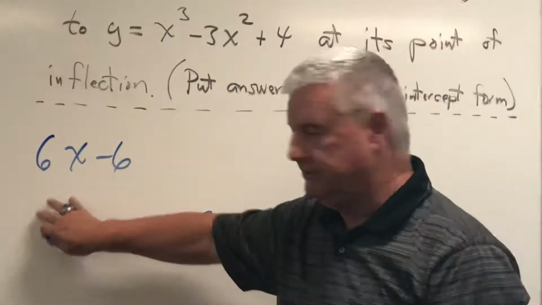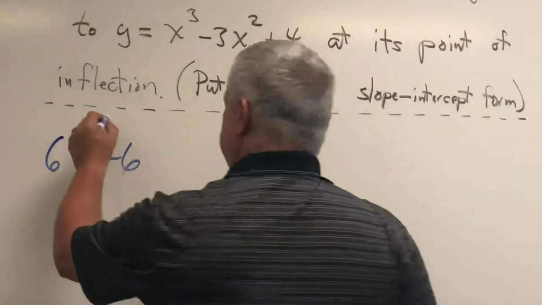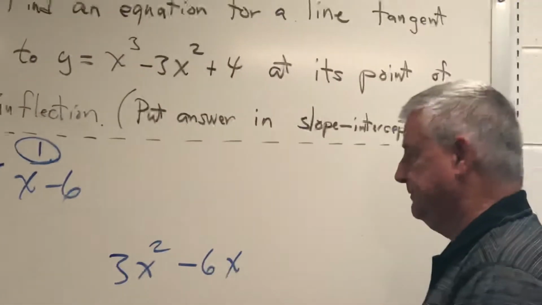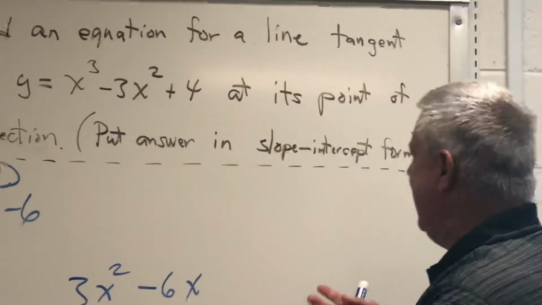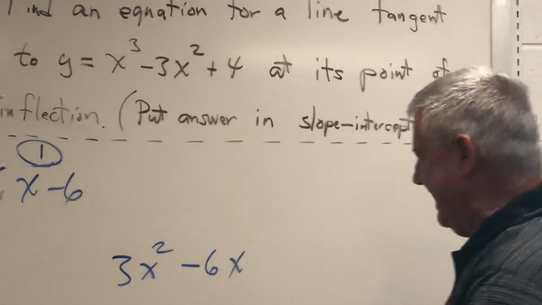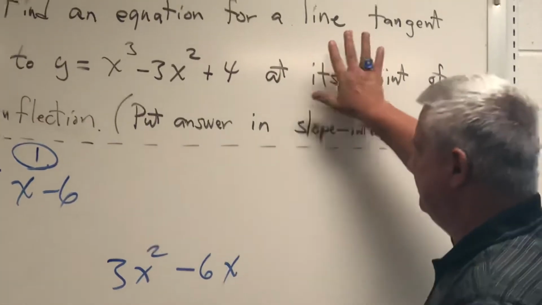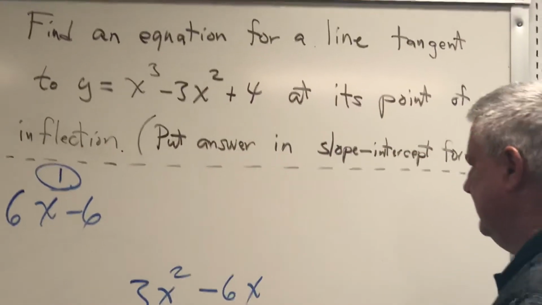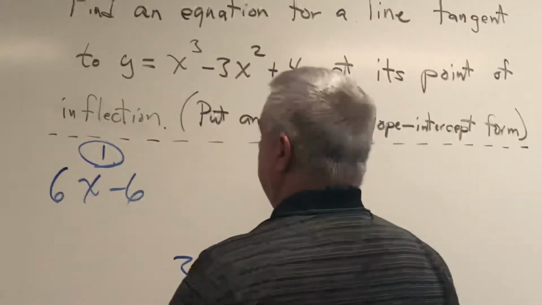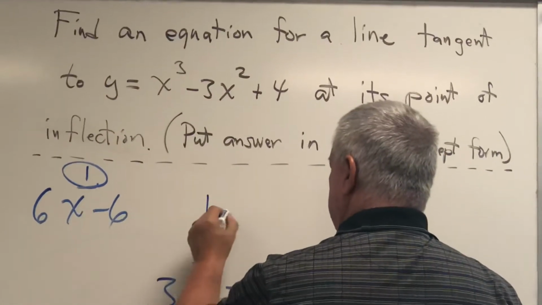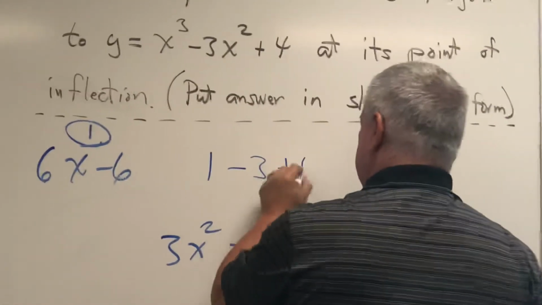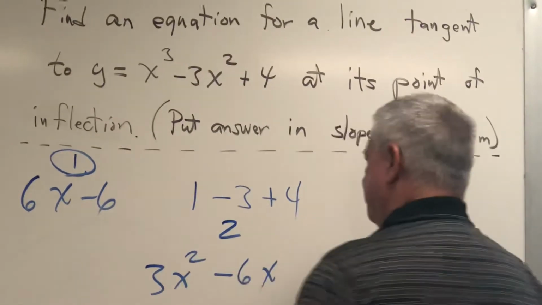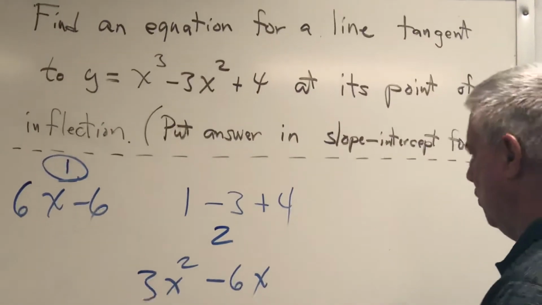I need to set that equal to 0. If I set this equal to 0, solve for x, I think anybody can see that x is equal to 1. Okay, so that is the x value at my point of inflection. All right, now I need to find an equation for a line. So I need a point and a slope. So let's see, take 1 and put it in place of x. You get 1 minus 3 plus 4. I think that's going to be 2. Okay, so my point is 1, 2.